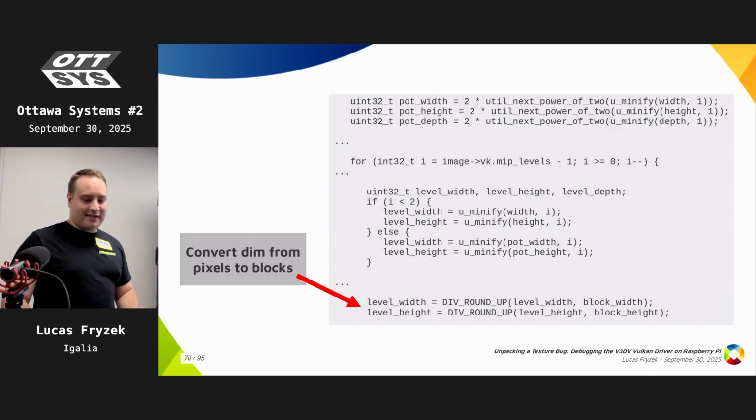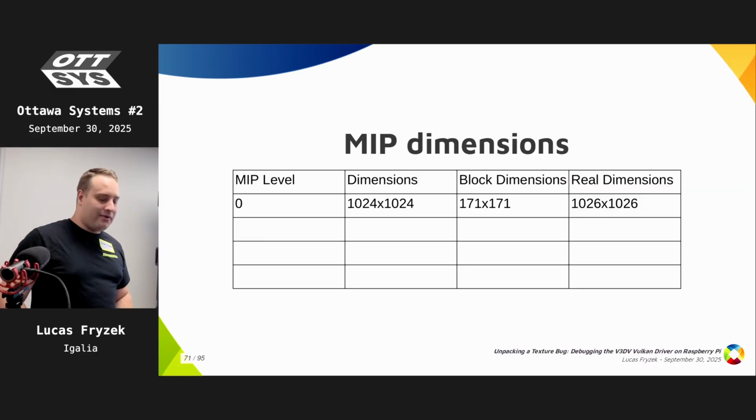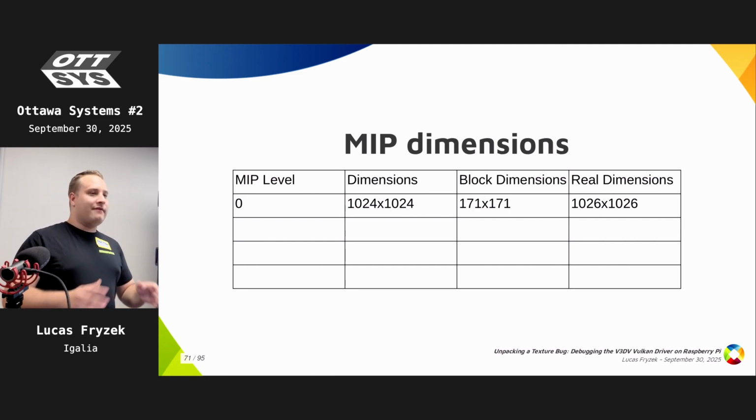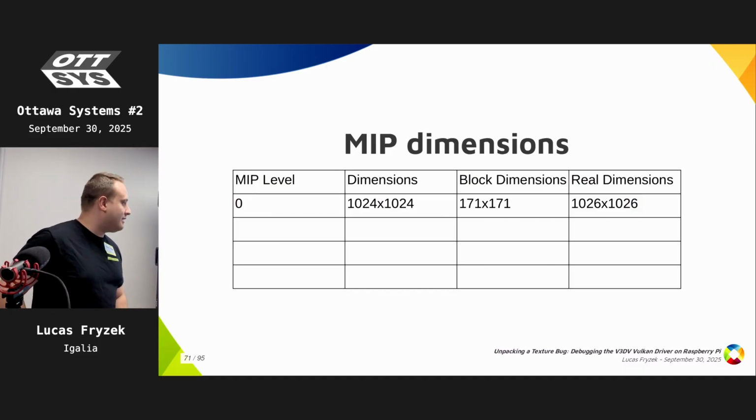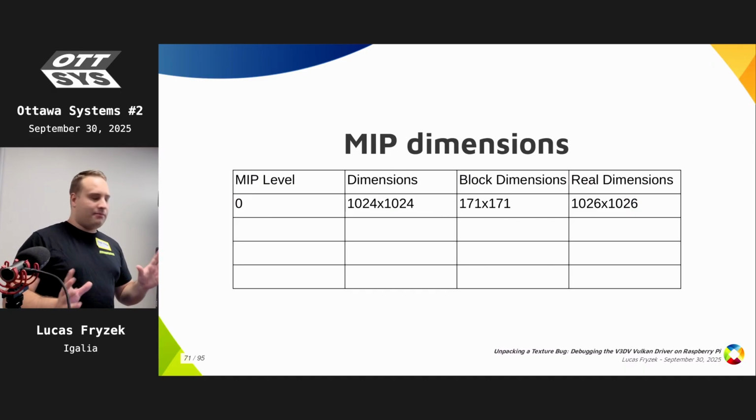So what does this look like if we actually calculate it out? Well, we start with a 1024 by 1024 image. If we try to convert that to the number of blocks that actually represents, that's going to be 171 by 171 6 by 6 pixel blocks. And you can see just from the block version, there actually is some padding because 1024 is not divisible by 6, so we need a little bit more space to actually represent that.